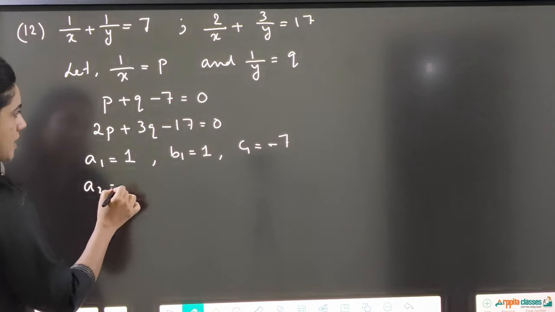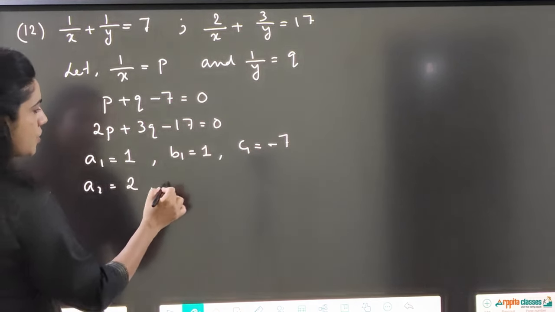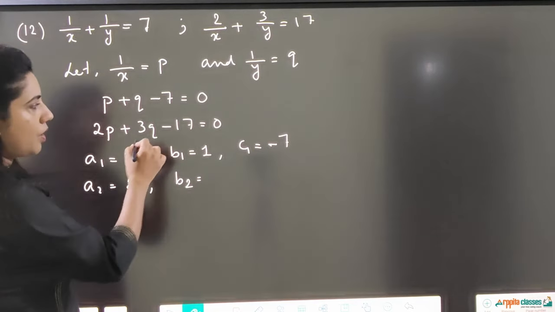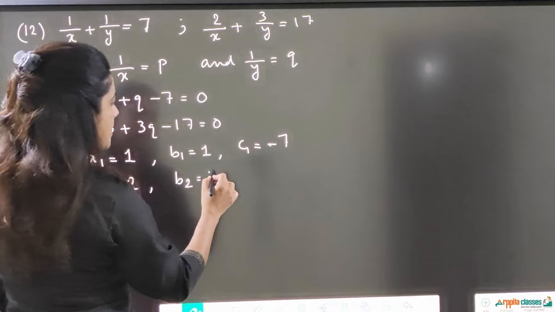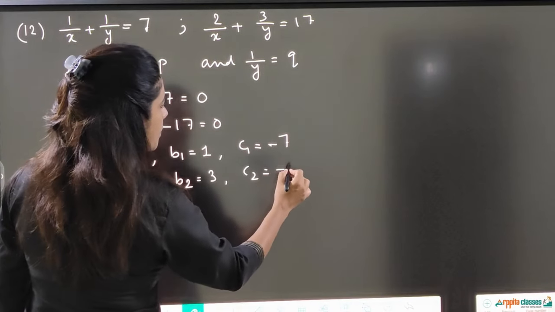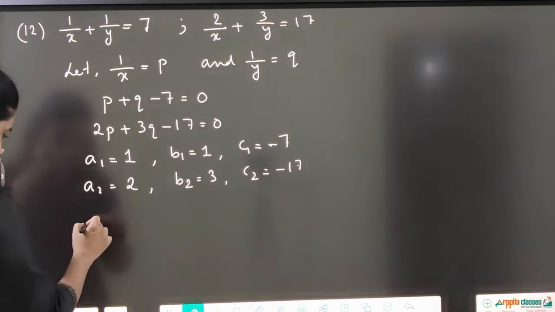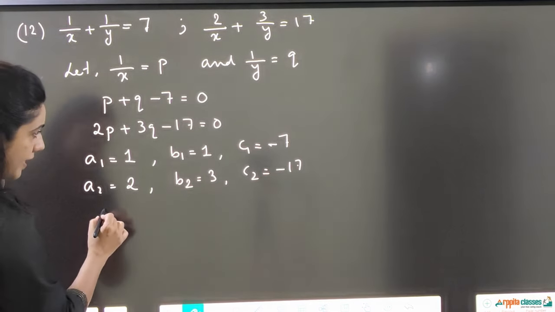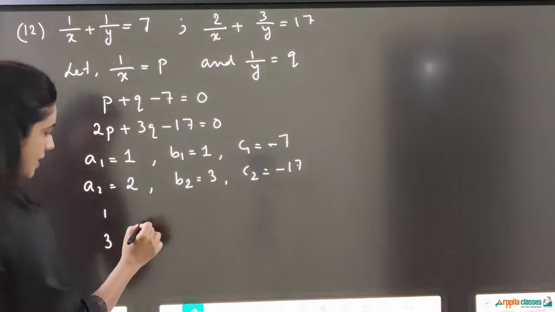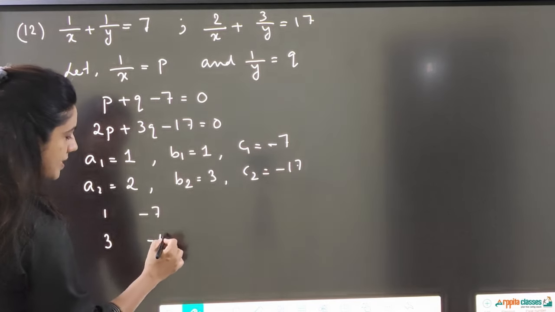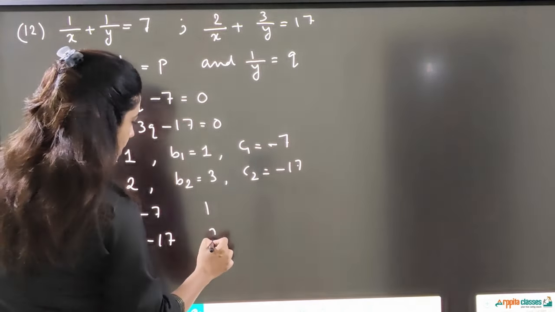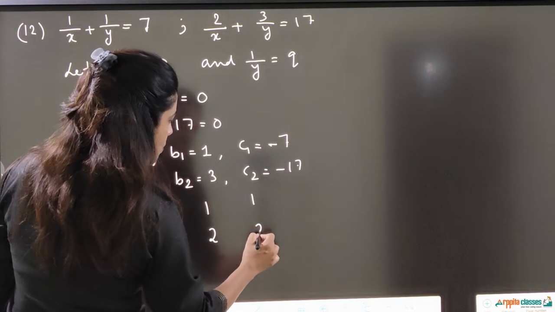My a2 is the coefficient of p in the second equation, that's 2. b2 is the coefficient of q in the second equation, that is 3. And c2 is equal to minus 17. So now I'll write b1, b2 directly: 1, 3. c1, c2, that's minus 7 and minus 17. a1, a2, that's 1, 2. And again b1, b2, that is 1, 3.